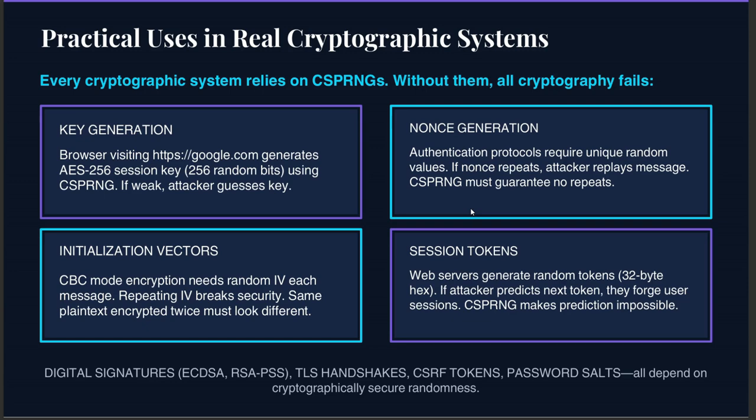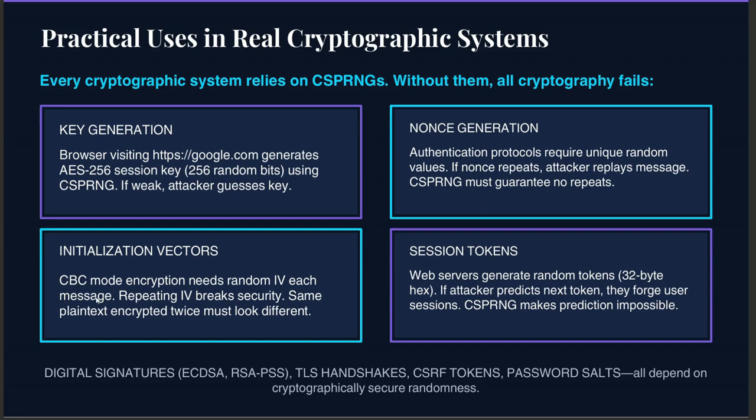Authentication protocols rely heavily on nonces to prevent replay attacks. Imagine the attacker records all authentication messages. If the nonce repeats, attackers may replay the same message later. So nonce uniqueness and unpredictability are critical. CSPRNGs ensure fresh, secure nonces continuously.